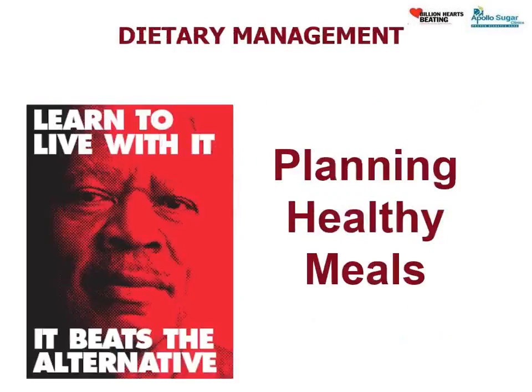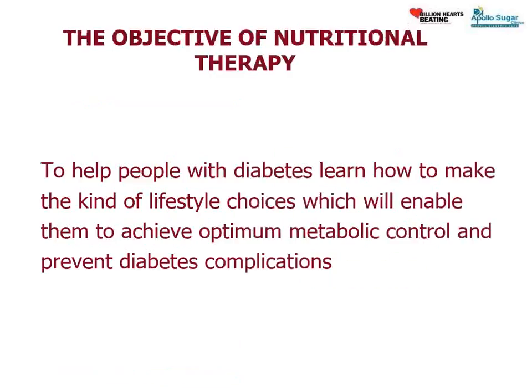Dietary management. Learn to live with it. It beats the alternative. Diabetes is not like a cold and cough where you take a medicine for a 5 day course and it is resolved. It is a lifelong disease. What you can do is control it. And you should know that you have diabetes and that you are doing all possible things to control it. The 4 very important things that help you control diabetes are diet, exercise, monitoring, and medication at the same time. So planning a healthy meal is very important.